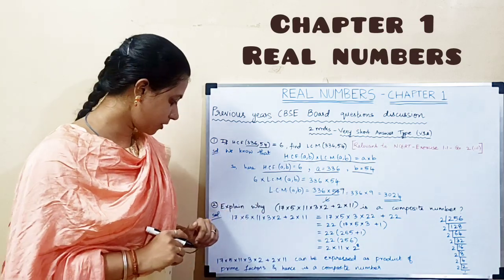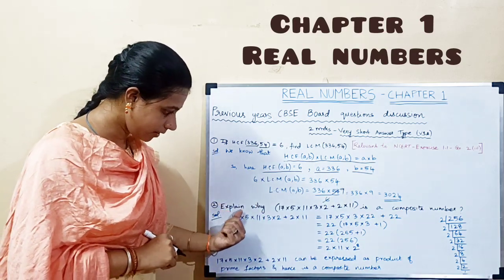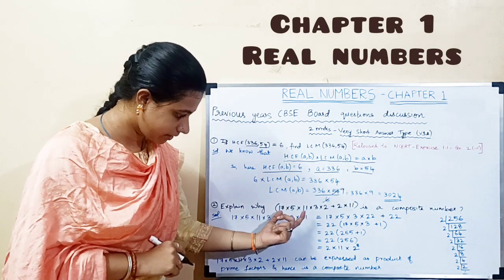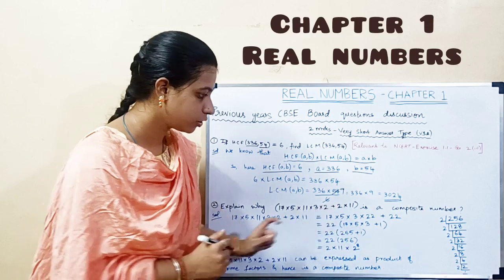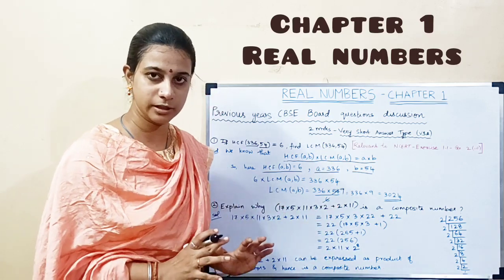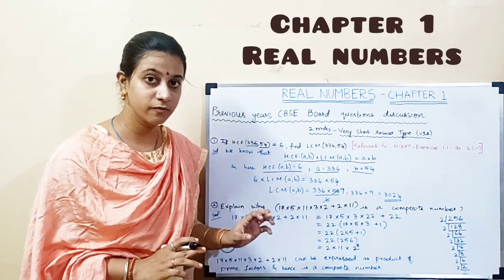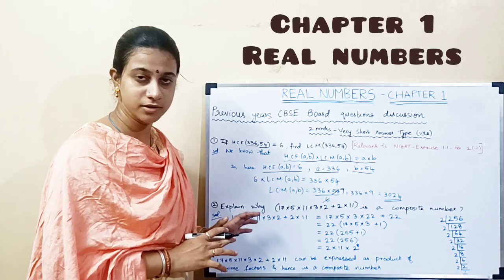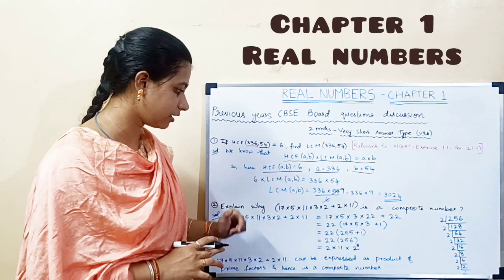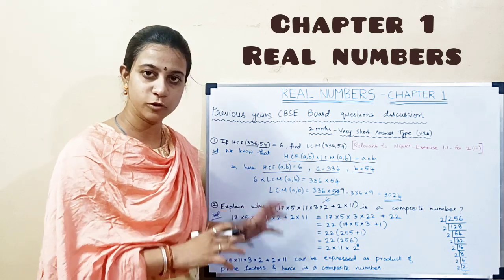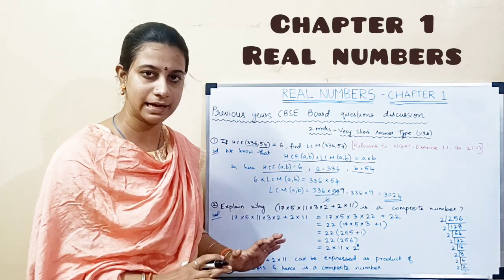Now coming to the next question, it is asked, explain why the given number 17 into 5 into 11 into 3 into 2 plus 2 into 11 is a composite number. In exercise 1.1 we have discussed a similar question, but this is a question with different numbers. The numbers are different, but the procedure which we are going to follow is exactly the same.